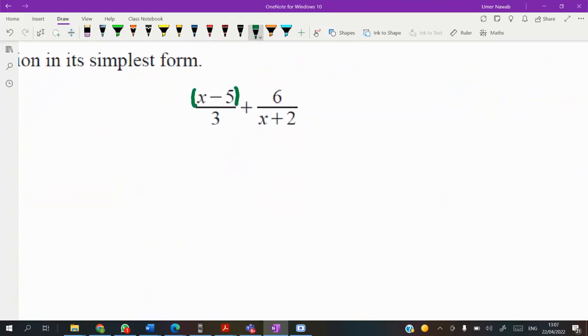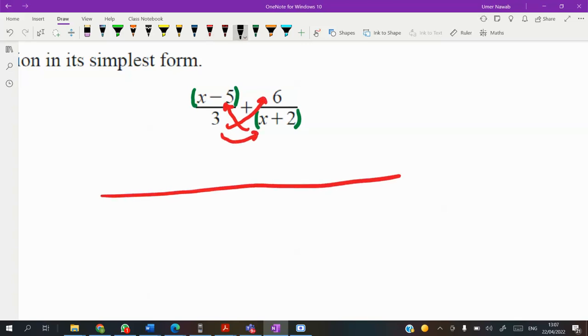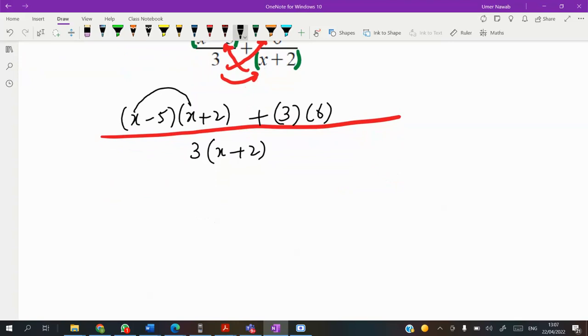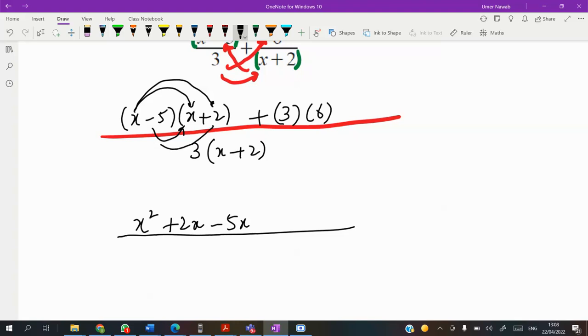Put the brackets on. And now repeat the same procedure which I just told you. Multiply here, and multiply that. Big line. 3x plus 2. x minus 5 multiplied with x plus 2. And 3 multiplied with 6. x times x, x squared, x times 2, 2x, minus 5x, minus 10, and just 18.